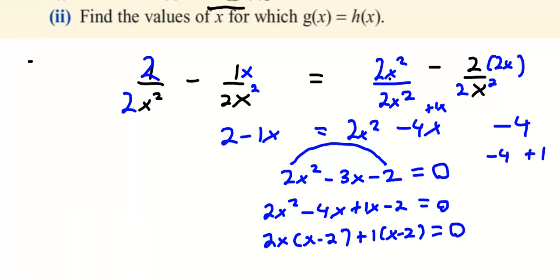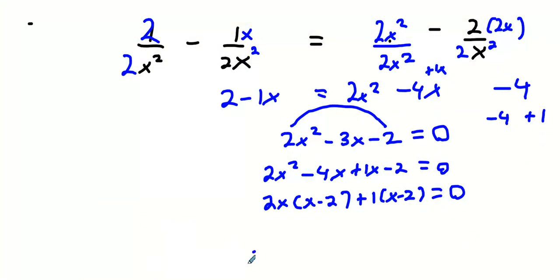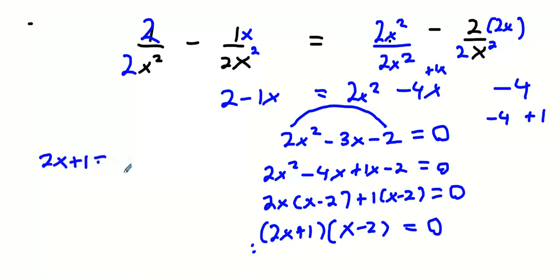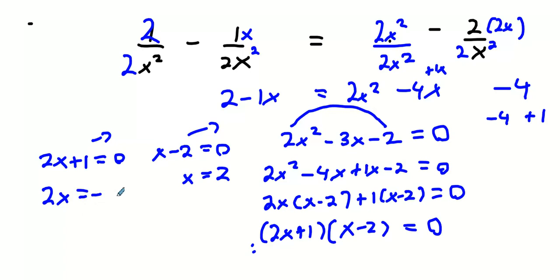Now what? Two x plus 1 into... equals. Now what? 2x plus 1 equals 0, or x minus 2 equals 0. Then over here, x equals 2. And then underneath, 2x equals -1, x equals -1 over 2. Who got that one now?